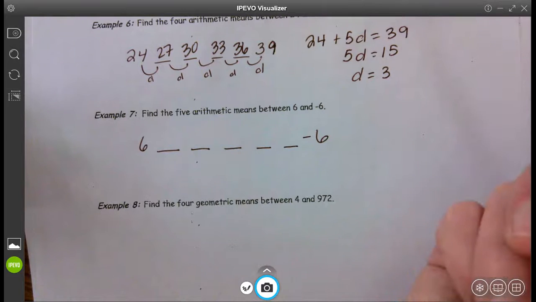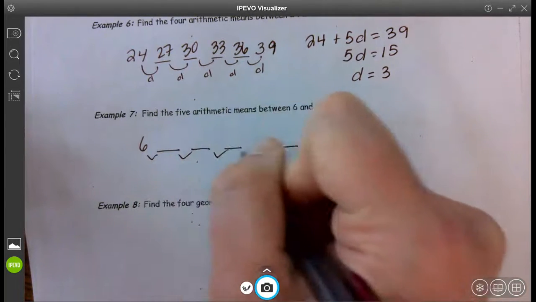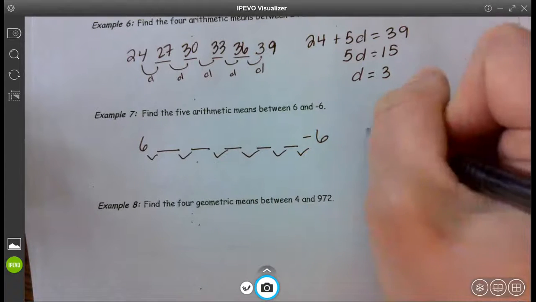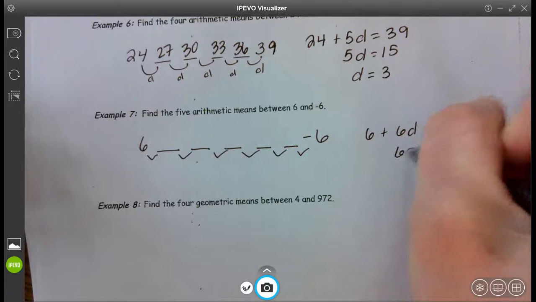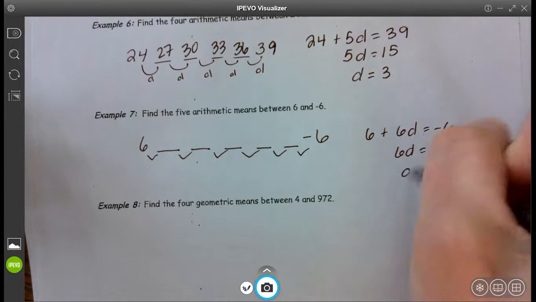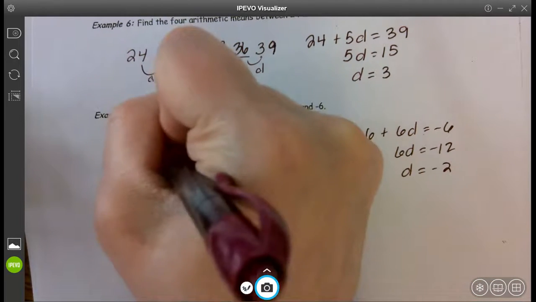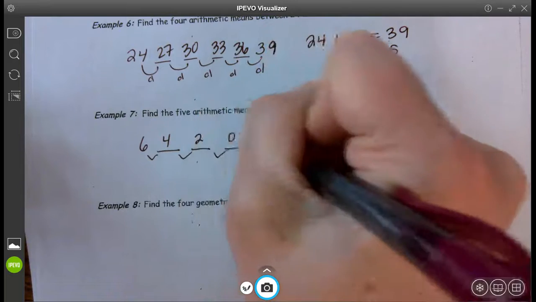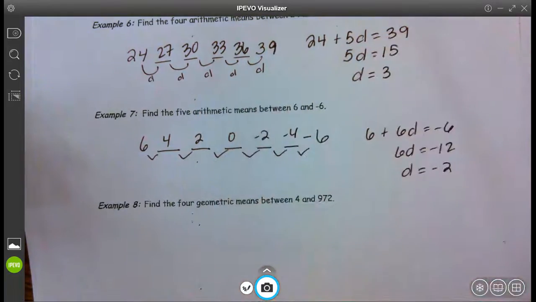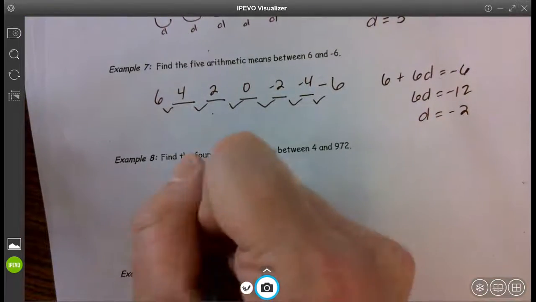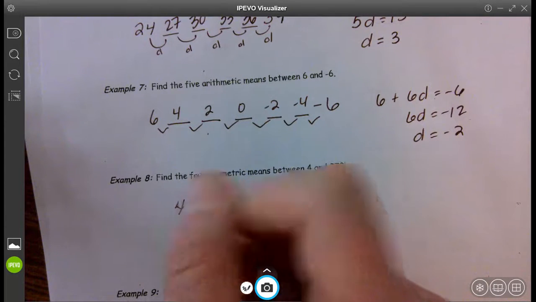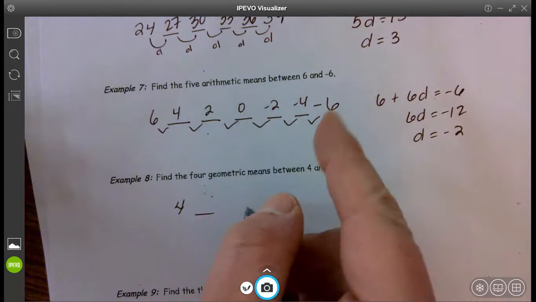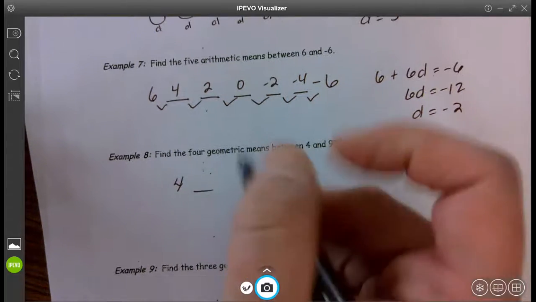Okay, so once you try this one, same process, and then check back. Okay, so your common difference was 2. Make sure when you hit that last number that jump is also a -2.